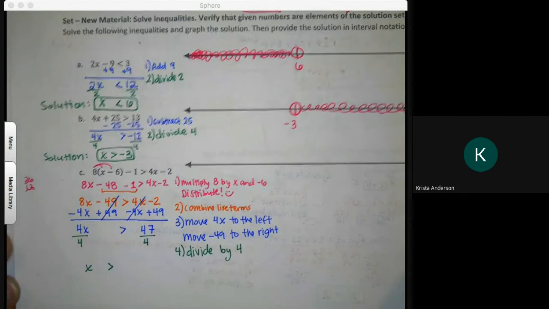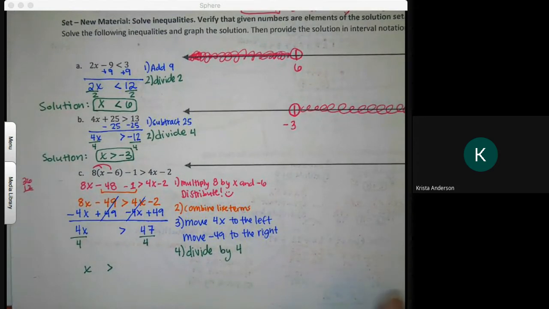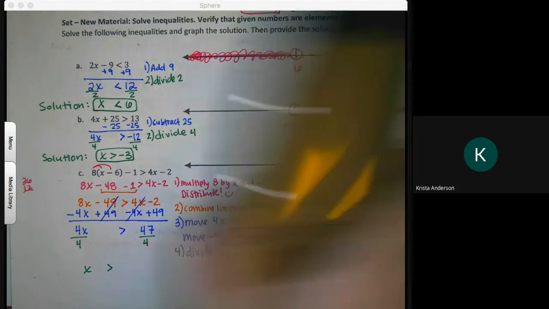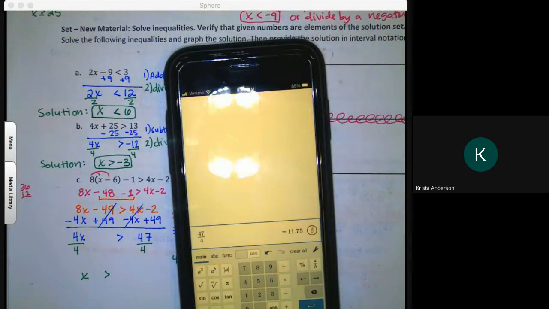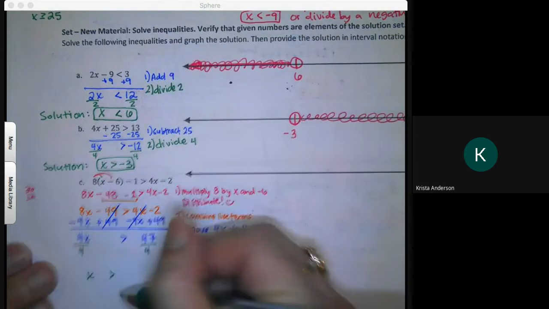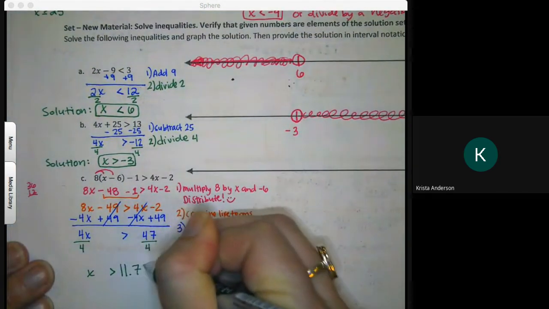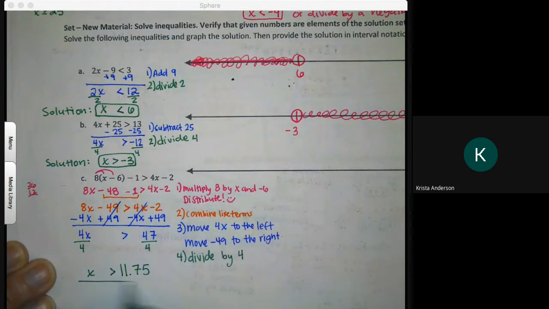Do you want to use a fraction or a decimal? I'll let you pick. Your homework won't have fractions like this. Your homework will be nice. Decimal? Okay. So I'm going to check. 47 divided by 4 is 11.75. This would be my solution.